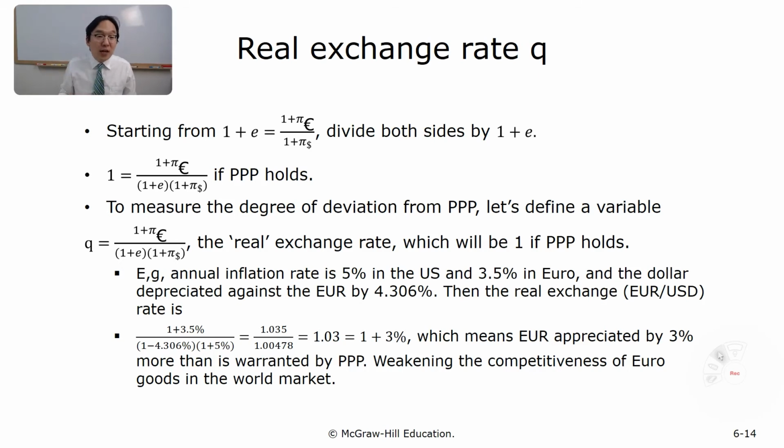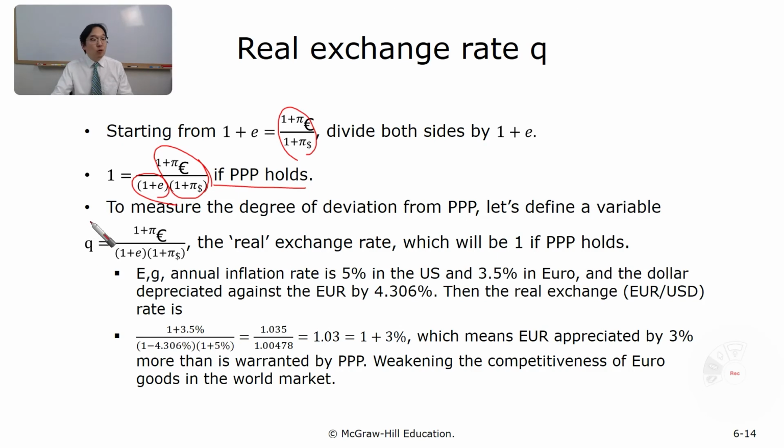Divide both sides by the same number, which is 1 plus e, that you see on your left-hand side over here. Divide both sides of the equation by the same number, and the equation should hold true. So the left-hand side becomes 1. The right-hand side becomes this ugly term, which is nothing but the same thing divided by 1 plus e. So this ugly term has to be 1 if PPP holds.